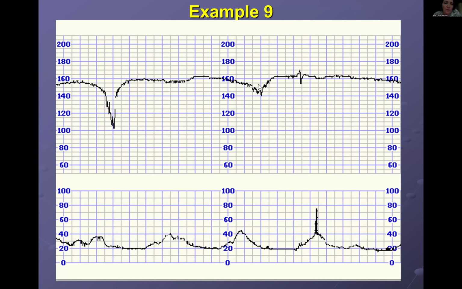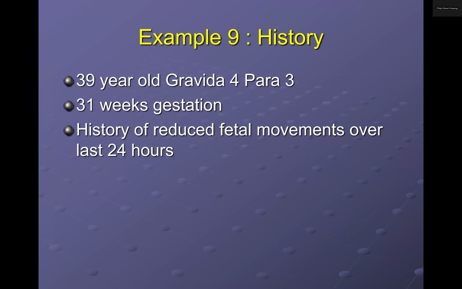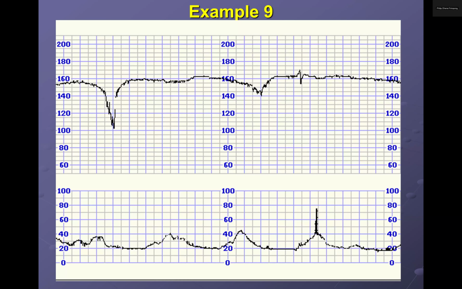Okay, so what's your overall assessment and plan? So she's 31 weeks, right? Reduced fetal movements. Prof, this is more of a suspicious to pathological CTG. And so what would you do? Let's say it's the first time you're seeing this patient. What would you do?